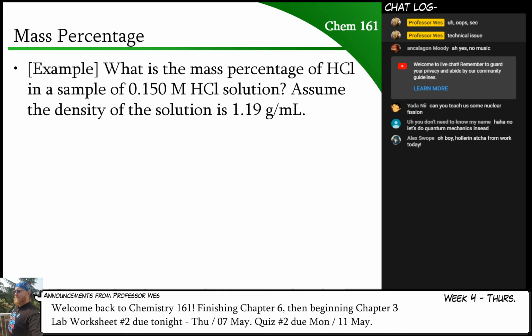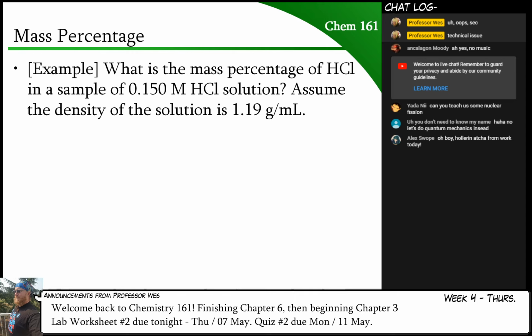All right, so here's an easy example, and then we'll do a harder example. What is the mass percent of HCl in a sample of 0.150 molar HCl solution? Here's the density. And so now, you're probably looking at this and saying, okay, I know the formula, but I got a bunch of different parts, and I don't know what to do with them. In fact, I think a student emailed me about this question, or a similar question much earlier.